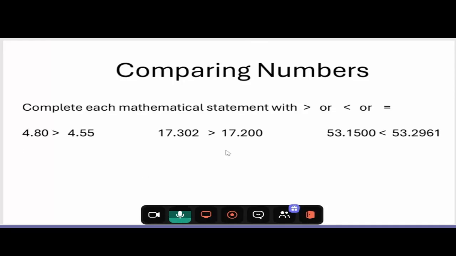Now, of course, that might not always be necessary. If this was like 2.8 and 4.55, well, obviously 2.8 is smaller than 4.55, right? Or if this was 6.8 and 4.55, obviously 6.8 is bigger, right? It's only when the whole number portion is the same that you need to look at those decimals.